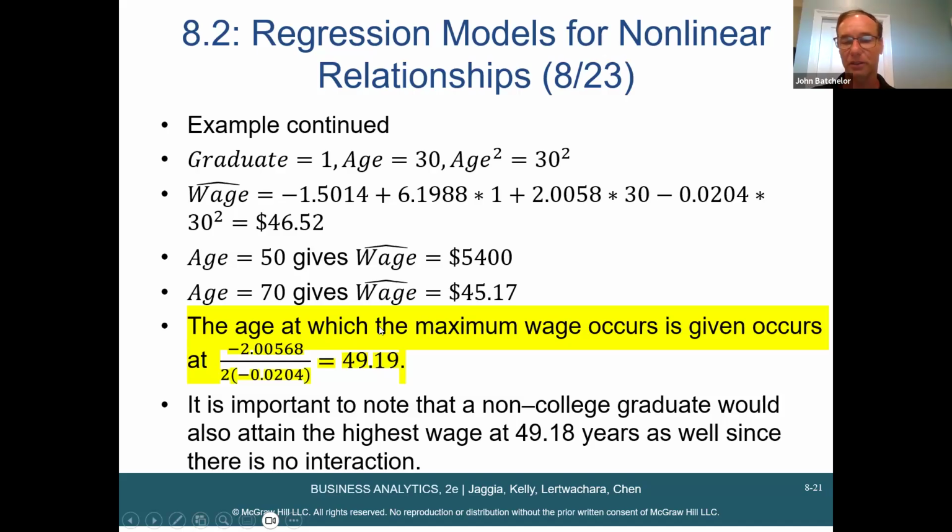But here's the difference: calculating a maximum or minimum. So I said it's negative 2.0. You take this beta here because we're looking at the age. You would cut this number and put it in a new Excel line, but you need to put a negative over it. We don't just take that number, we make it negative, divided by 2 times the beta of the squared term. And that equals the age that we're looking for. So here they're saying the maximum age is 49.19 for maximizing income after graduating college.